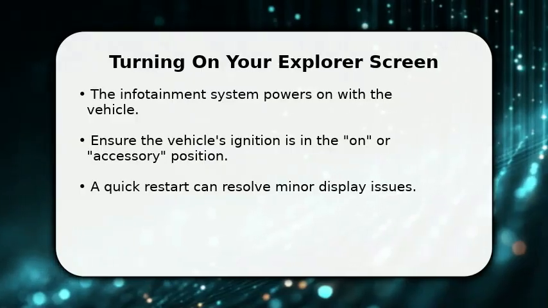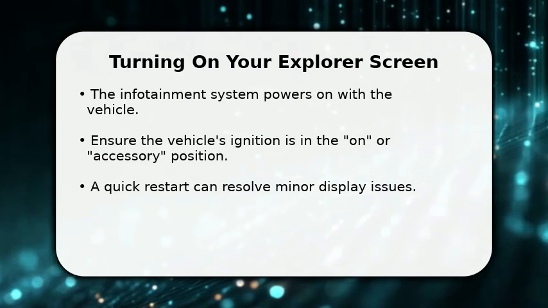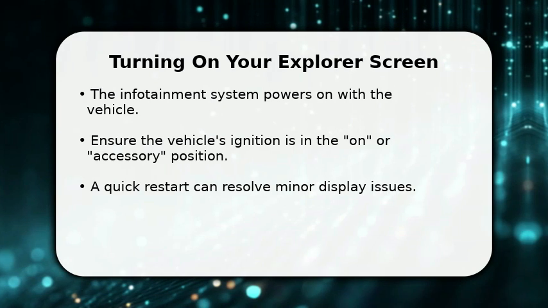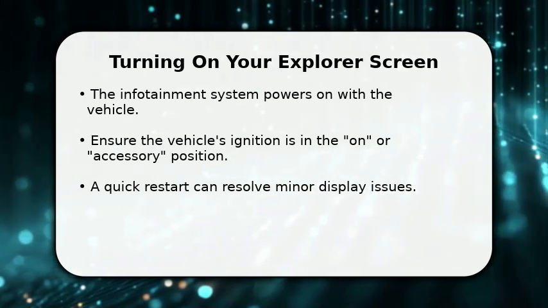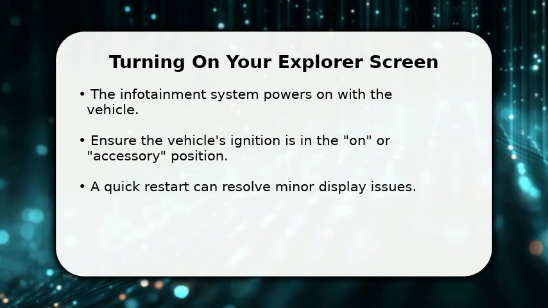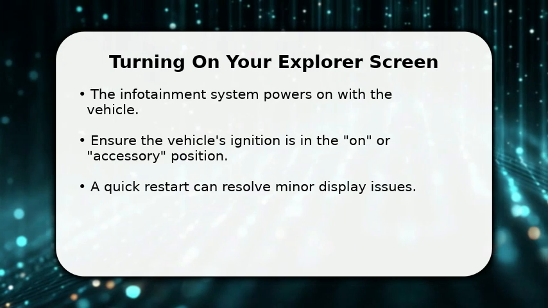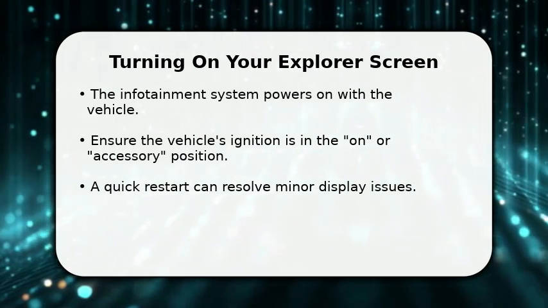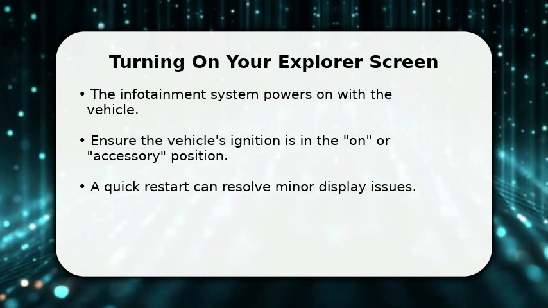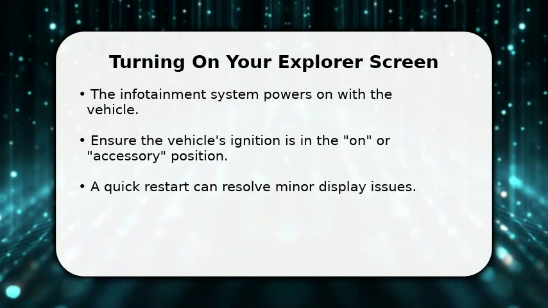In this video, I will explain how to turn on your Ford Explorer screen. First, ensure your vehicle's ignition is fully on or in the accessory position. The infotainment system typically powers up automatically with the car. If it doesn't, try turning the vehicle completely off, waiting about 10 seconds, and then restarting it. This simple reset often resolves minor display glitches and gets your screen working again quickly.